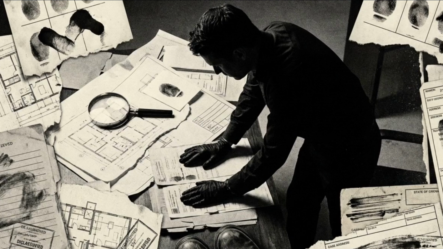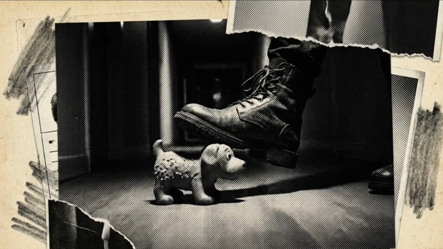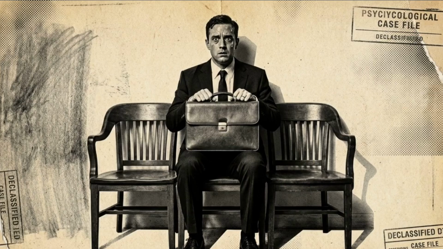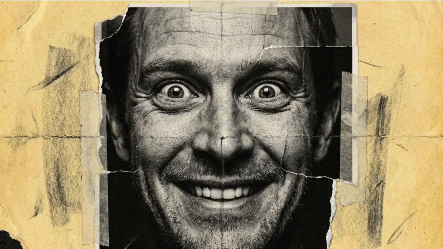Contextual anomalies expose intruders. A corporate spy will spend weeks building a flawless cover story, but they forget the mundane physical rules of the space they are invading. The second category is the behavioral anomaly. When a person is lying, the intense cognitive stress causes them to overcompensate. They try way too hard to act normal.